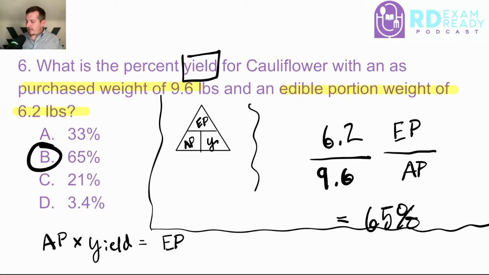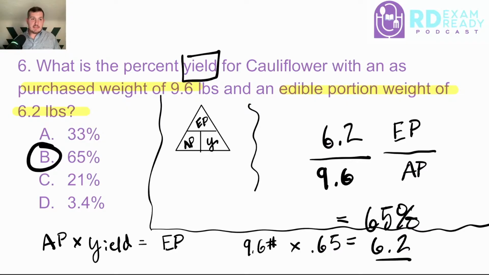So let's test that example. Let's do my AP of 9.6 pounds times my yield of 0.65. When I do that, I should end up with 6.24, or about 6.2 in that case. So that fits with my EP. Thus, what I've proven is that we are in fact right. That's going to be your best answer, answer B there.